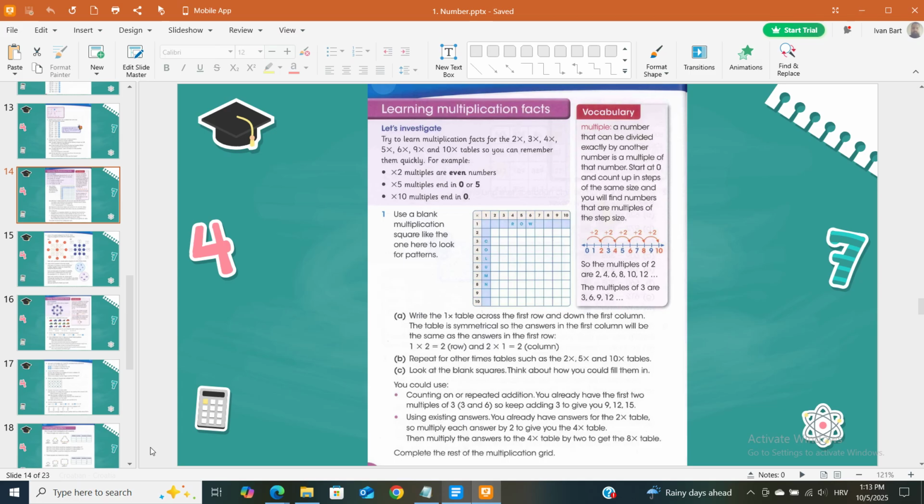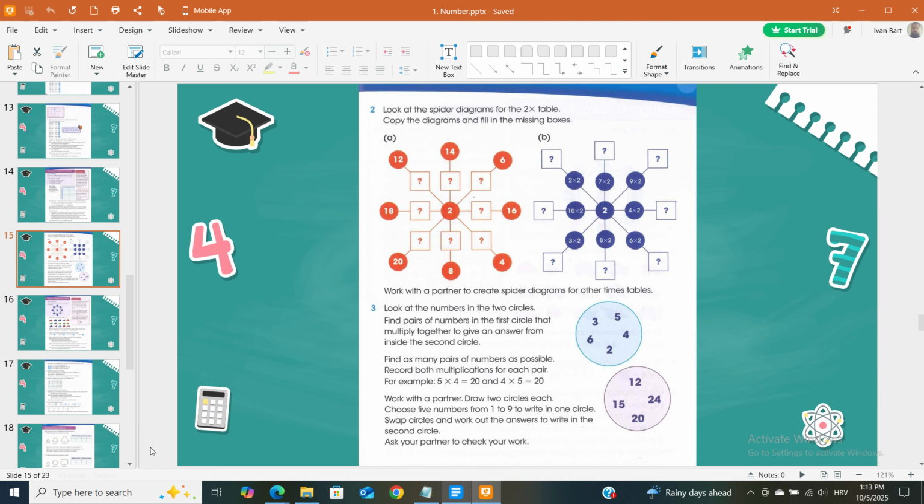2. Look at the spider diagrams for the 2x table. On paper, copy the diagrams and fill in the missing boxes.